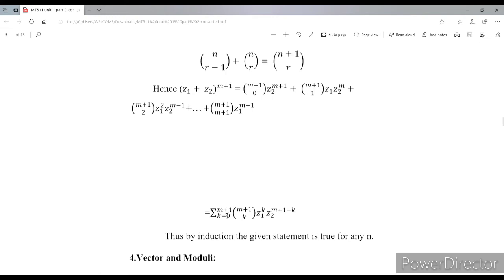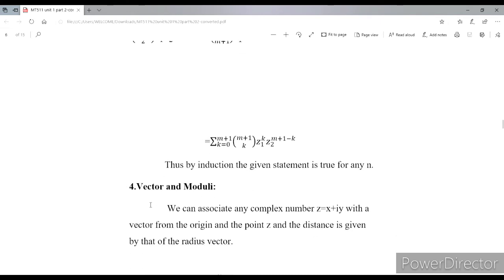Or we can put it as summation k varies from 0 to m+1 of Ck z1^k into z2^(m+1-k). That is, the given statement is true for m+1. Therefore, by induction, the given statement is true for any n.